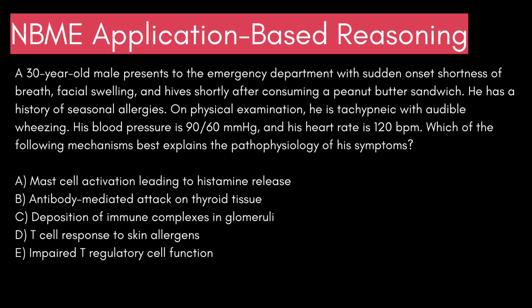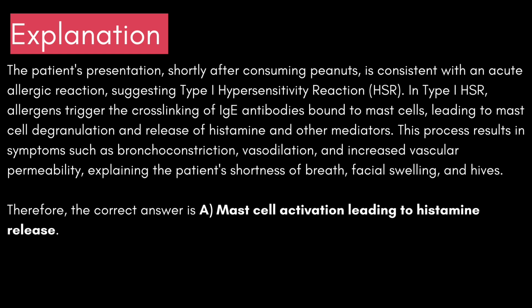Otherwise, moving on now. The patient's presentation, shortly after consuming peanuts, is consistent with an acute allergic reaction, suggesting type 1 hypersensitivity reaction, HSR. In type 1 HSR, allergens trigger the cross-linking of IgE antibodies bound to mast cells, leading to mast cell degranulation and release of histamine and other mediators. This process results in symptoms such as bronchoconstriction, vasodilation, and increased vascular permeability, explaining the patient's shortness of breath, facial swelling, and hives. Therefore, the correct answer is A, mast cell activation leading to histamine release.